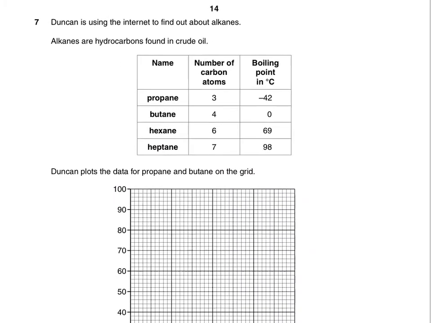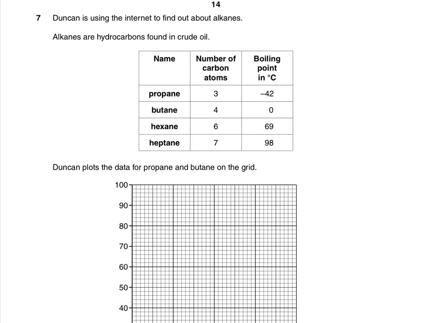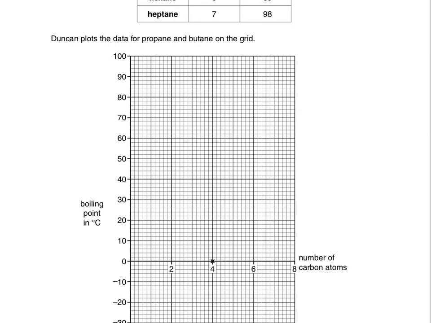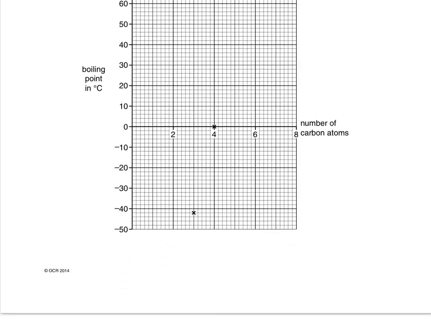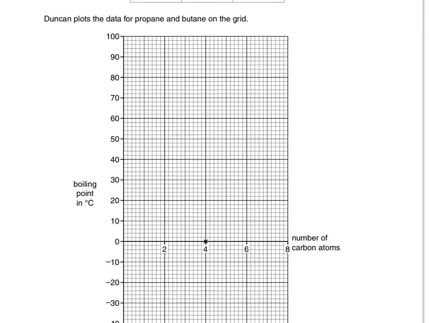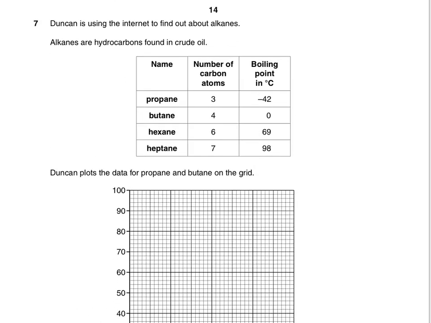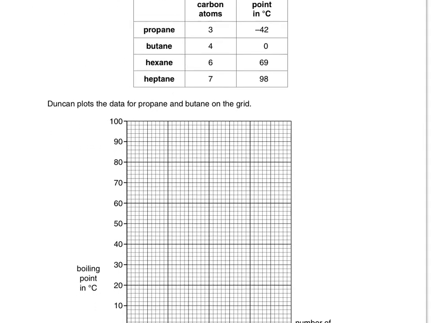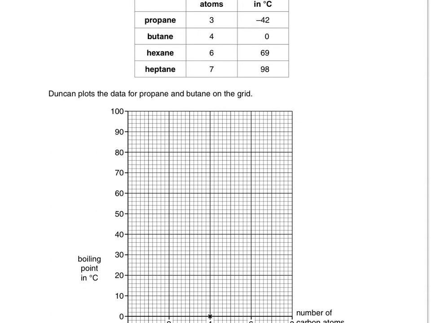Here we go. Duncan is using the internet to find out about alkanes. Alkanes are hydrocarbons found in crude oil. Duncan plots the data for propane and butane on the graph. So here he is, okay? The first mark for this question is on the other page, and it is to add the next 2 data points. So they've done propane and butane. There's propane and butane. We need to do hexane and heptane.